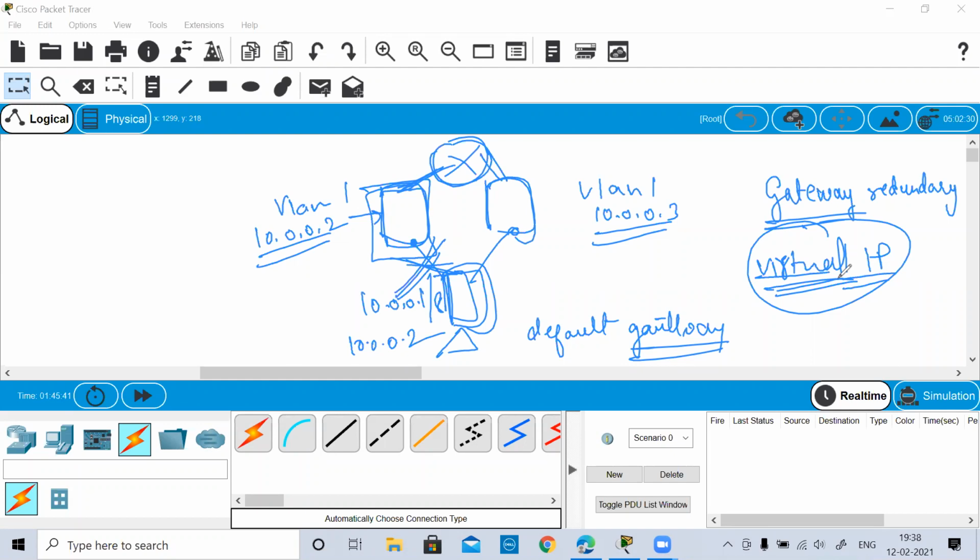So in that case, if any of these interfaces where you have configured it as a default gateway goes down, then your virtual gateway will basically help you out. So the virtual IP is going to be, let's say this IP was 10.0.0.2, and here you have given it as 10.0.0.3. So you may give a virtual IP of 10.0.0.4, and you're going to configure it in both of these multi-layer switches over here.